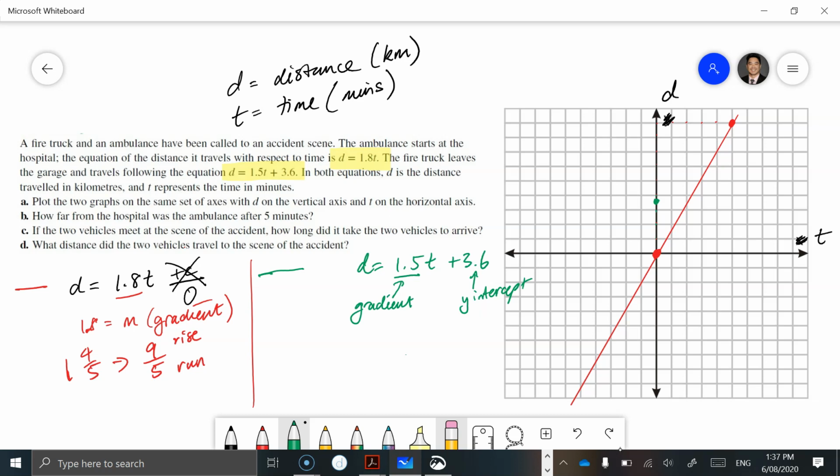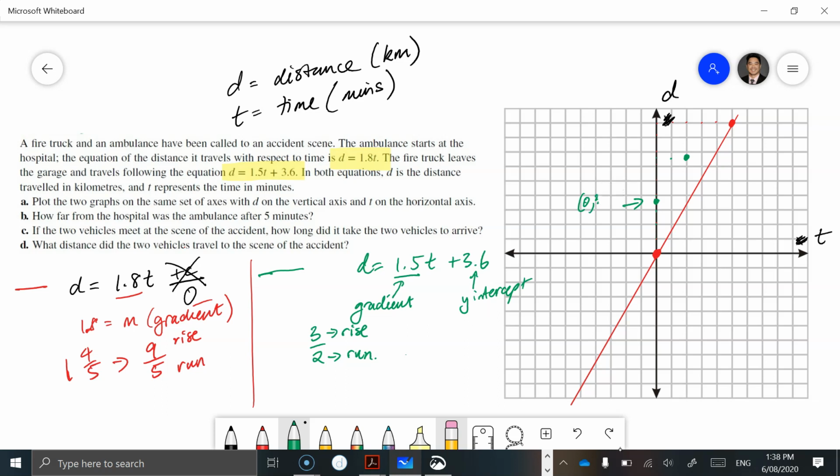Okay, so 1.5 is also 3/2 as a fraction. There's our rise, and 2 is our run. Okay, so 3 going up, so 1, 2, 3, and then going across 2, 1, 2 is about there. Okay, so our second point is we could say that this first point is 0, 3.6.